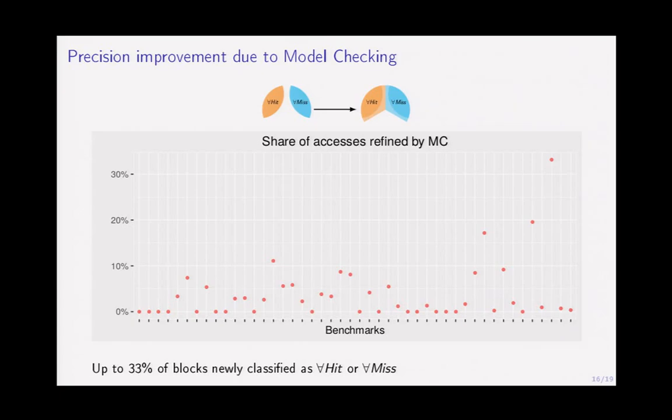This is mainly because for some of them, the may and must analysis already classify everything. So there is no improvement possible. But for some other benchmarks, we have much better improvement, up to 1/3 of the blocks. And that is very interesting because it can also speed up all the analyses that are using the cache analysis.